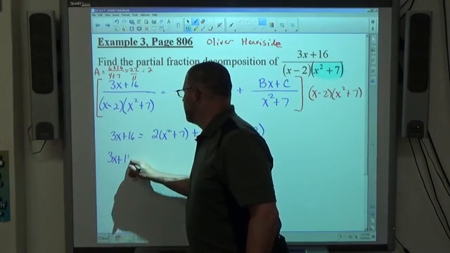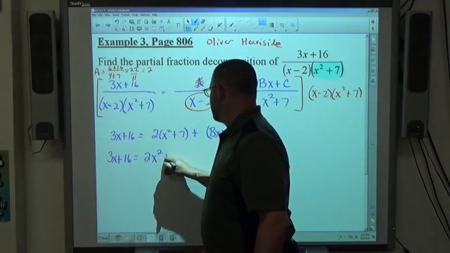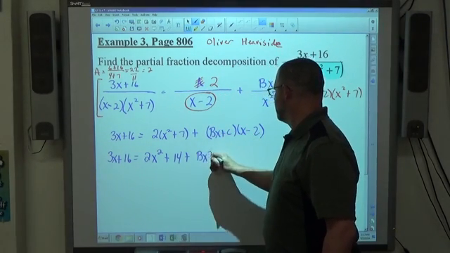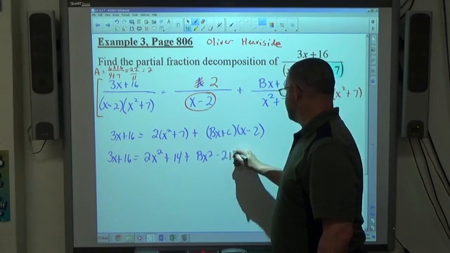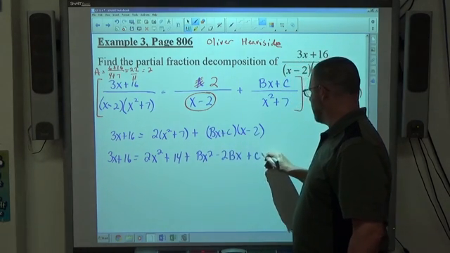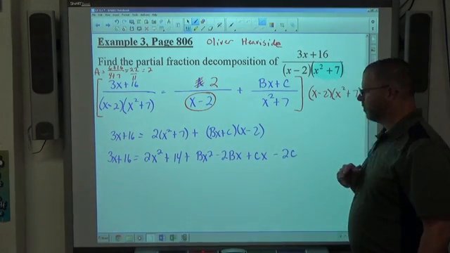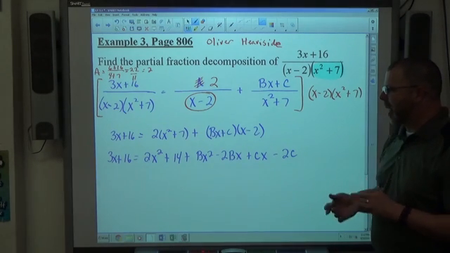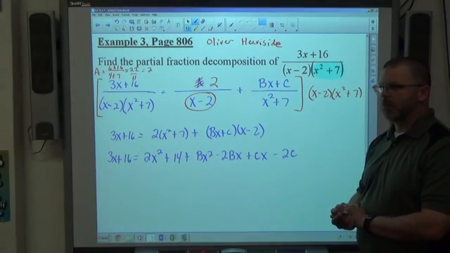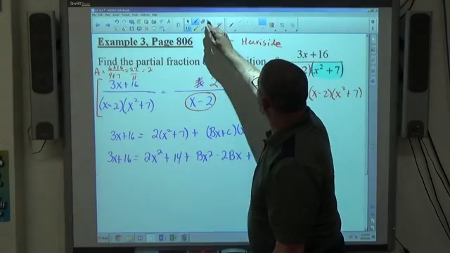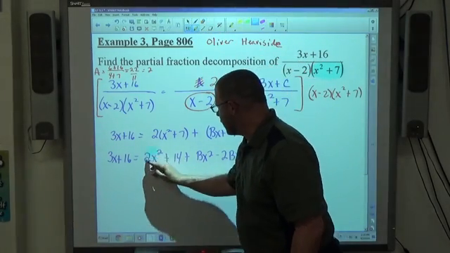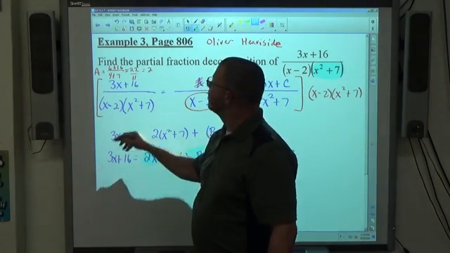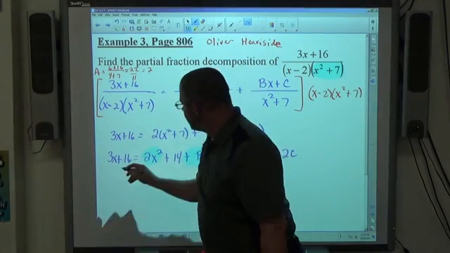This is 3x plus 16 equals, this will be 2x squared plus 14 plus, and I got to FOIL this, it'll be bx squared minus 2bx inside product plus cx, last and last negative 2c. And then it's a matter of matching up the powers to the powers in order to establish the values of b and c. And what I'm noticing is I've got 2x squared, and I've got bx squared. I've got no x squareds over here, right? So officially what I have is 0x squared.